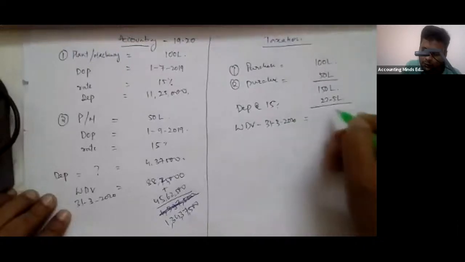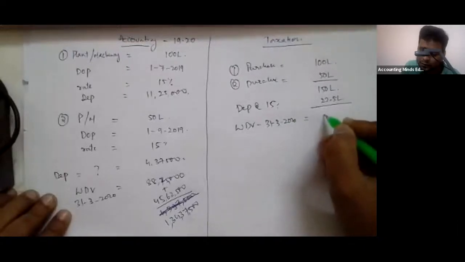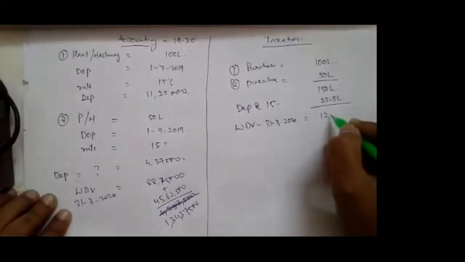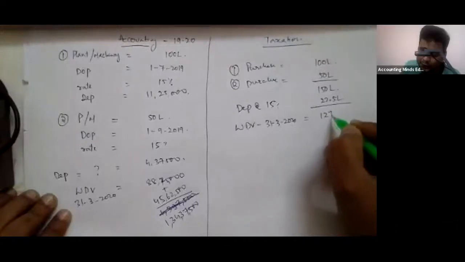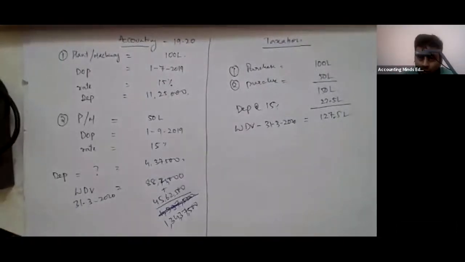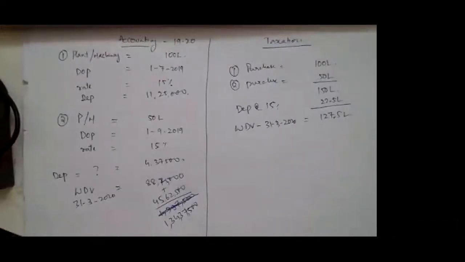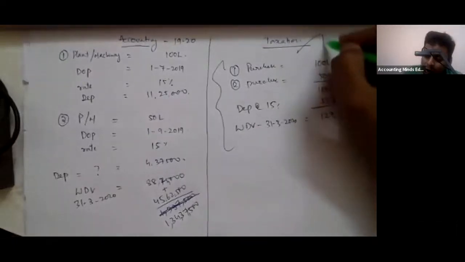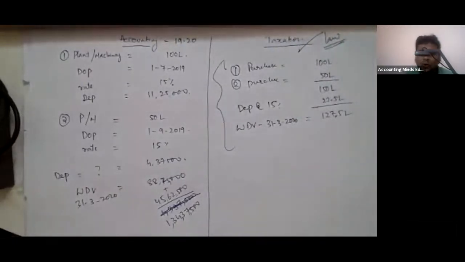So WDV on 31/3/2020 is equal to how much? 1 crore 27.5 lakhs, 127.5 lakhs. Agree? Guys, you're getting it? Yes, sir. This may not sound logical for you, but this is how the law says. This is the law. You have to follow. Are you getting it?